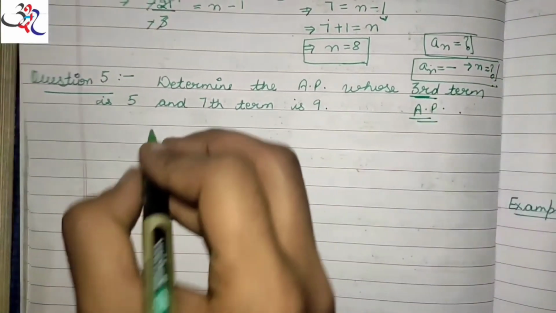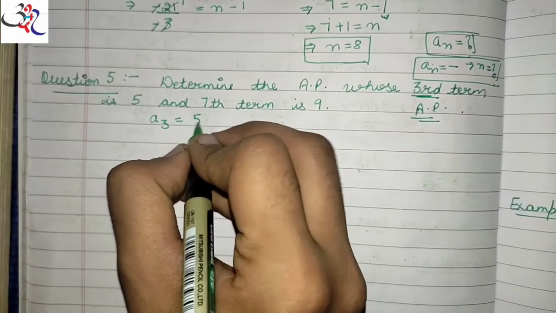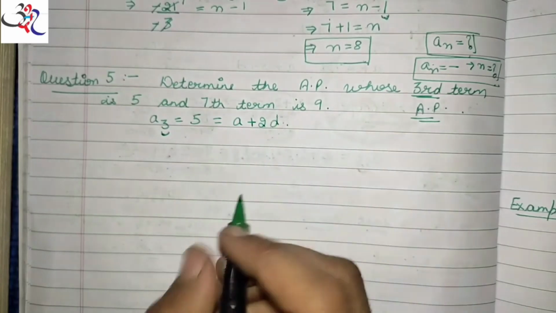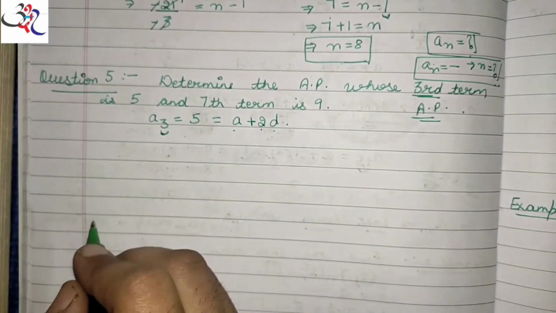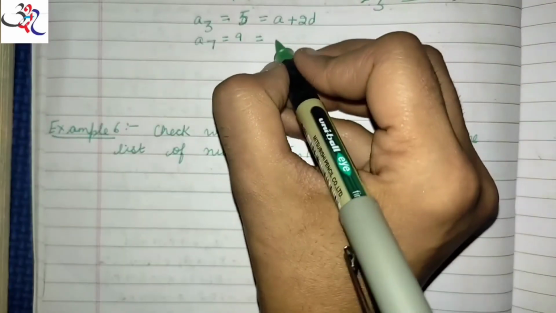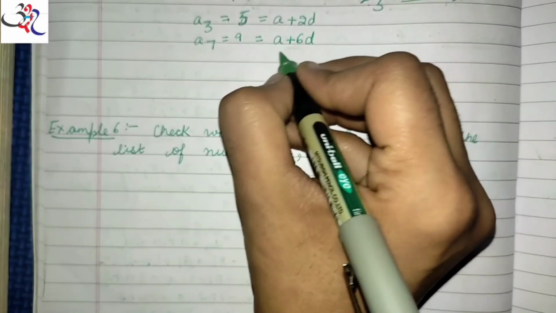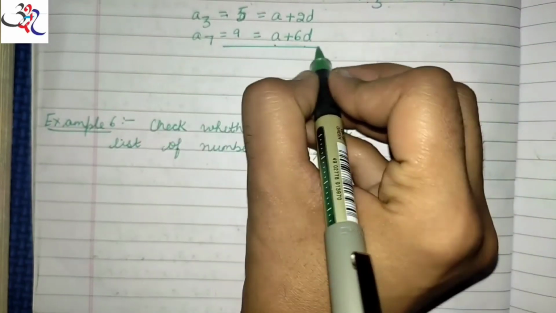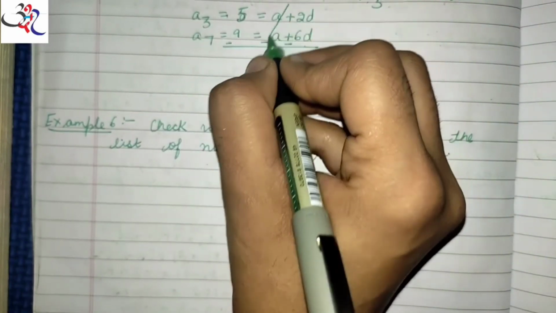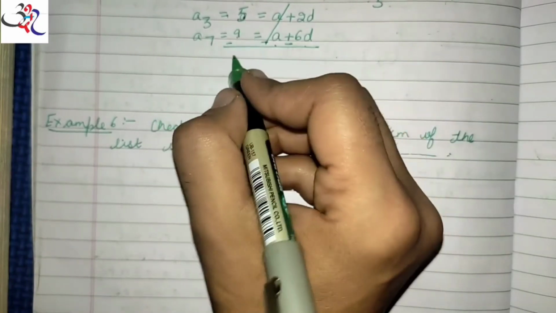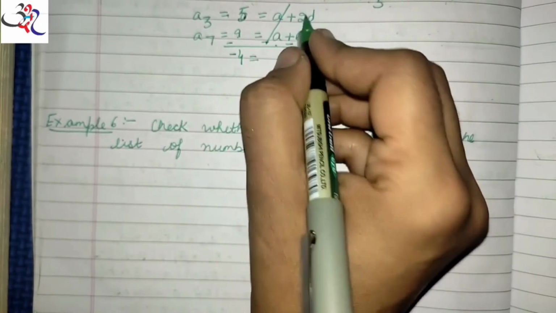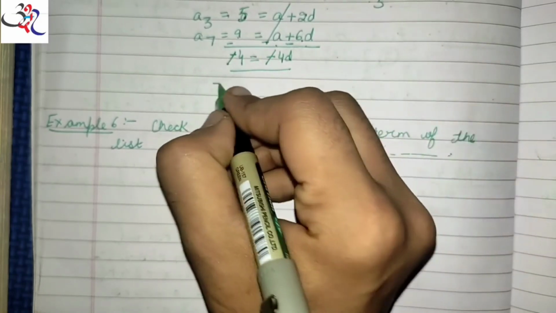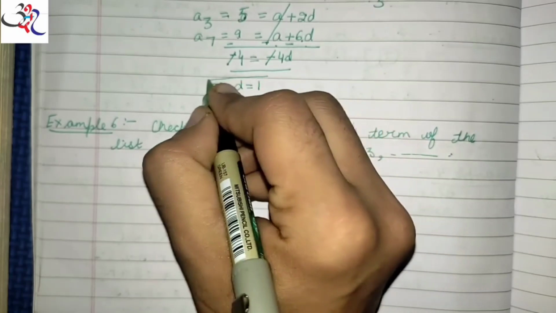So it is given to you that the third term is 5. To write down the formula for the third term in terms of the general term, I can say that a3 is equal to a plus 2d. a7 is equal to 9. How can I write that in the general form? a7 is equal to a plus 6d. So if you solve these equations, a and a will get cancelled out. It will become minus 4 is equal to minus 4d. Minus and minus will get cancelled out, so d will become equal to 1.